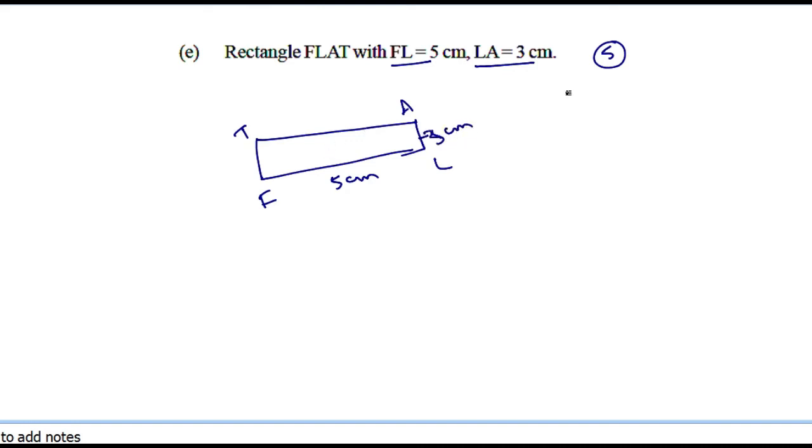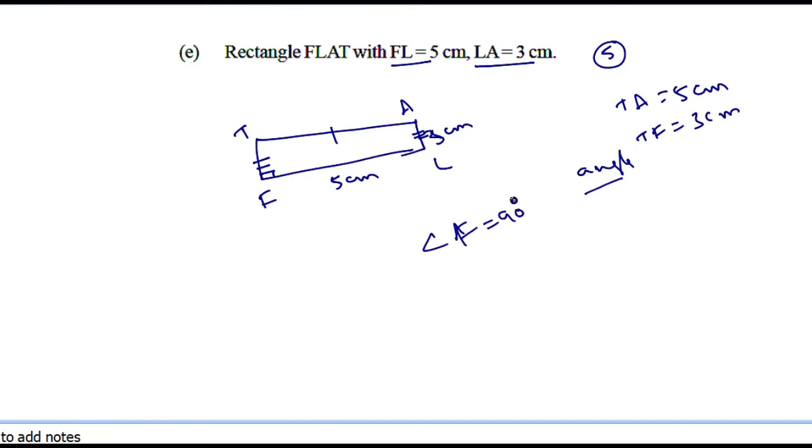So what will become now? Automatically TA will become 5 centimeter. Why? Because opposite sides are equal in a rectangle. So next, LA is equal to TF, then TF will become 3 centimeters. Next, again we need one angle also. So already we know in a rectangle each angle is a right angle, so you should construct any one angle as 90 degrees. So I am taking angle F as 90 degrees. So now these are the required measurements to construct the quadrilateral FLAT.